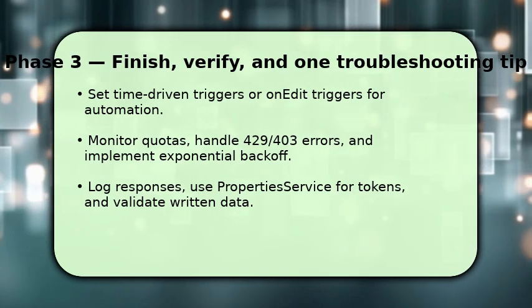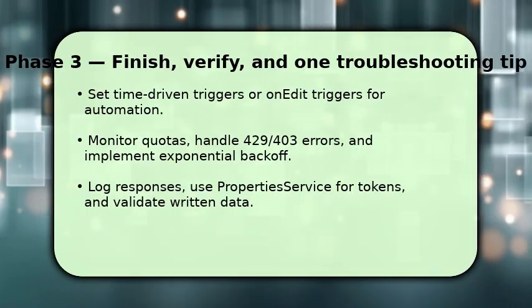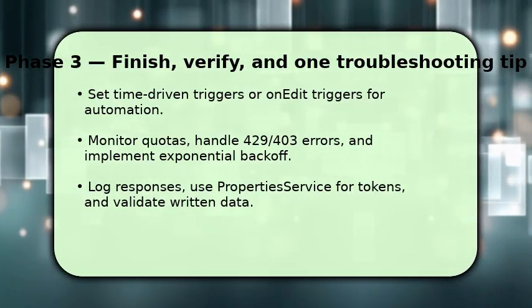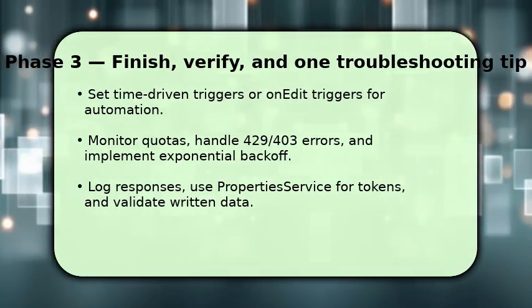If requests fail, check quotas and errors. 429 means rate limit, 403 often shows permission issues. A simple troubleshooting tip: log full responses, then add exponential backoff for retries.